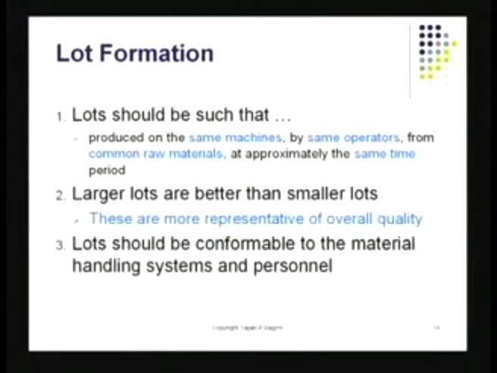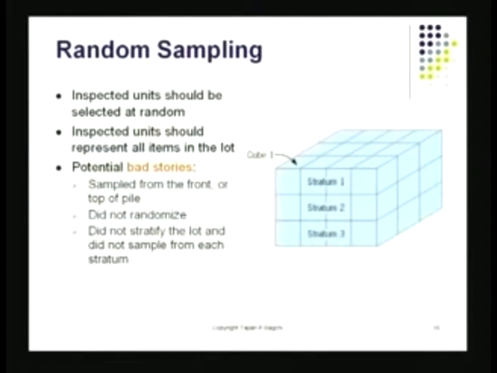In fact, it is also said that if you take larger lots, they tend to be more representative of the overall quality. If you take small lots, they tend to reflect local conditions of production. That's why it's always preferred that you accept large lots for your supplies, and then you try to do acceptance sampling and decide whether to accept the lot or to reject the lot. Also, sampling has to be done basically by randomizing.